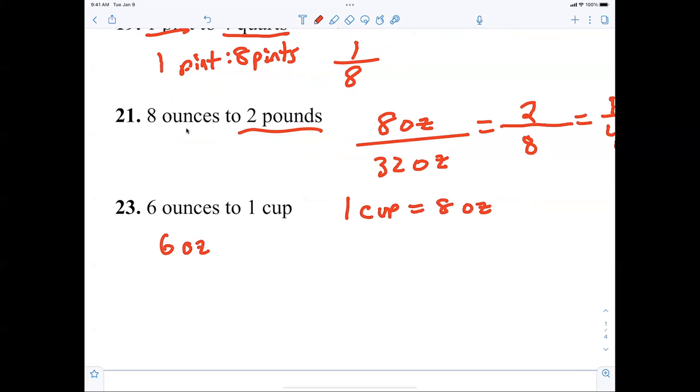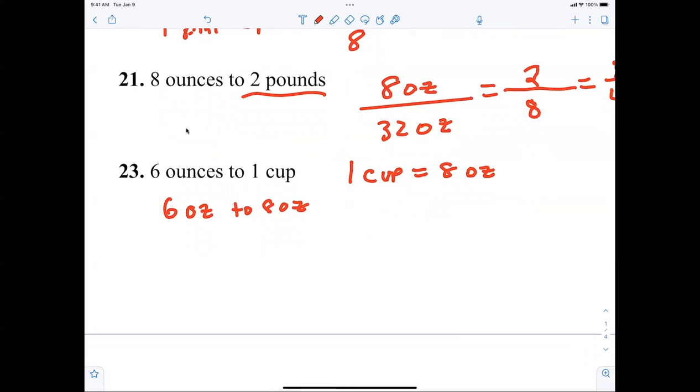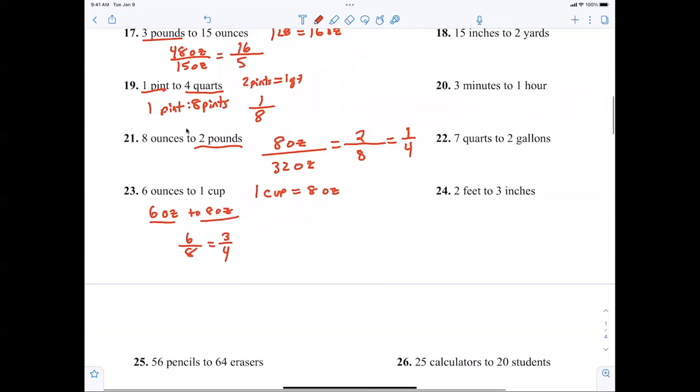So now we have 6 ounces to 8 ounces. Who was doing that one? Yes, you. So tell me what's next. Would you multiply? They're just writing it as a fraction. Oh, 6/8. Yes, and then you're going to reduce that for me. Divide by 2. Yeah, 3/4. All right, that's my ratio.